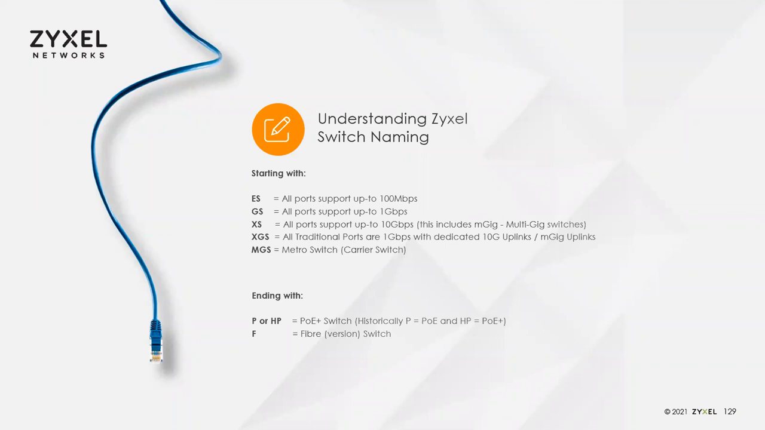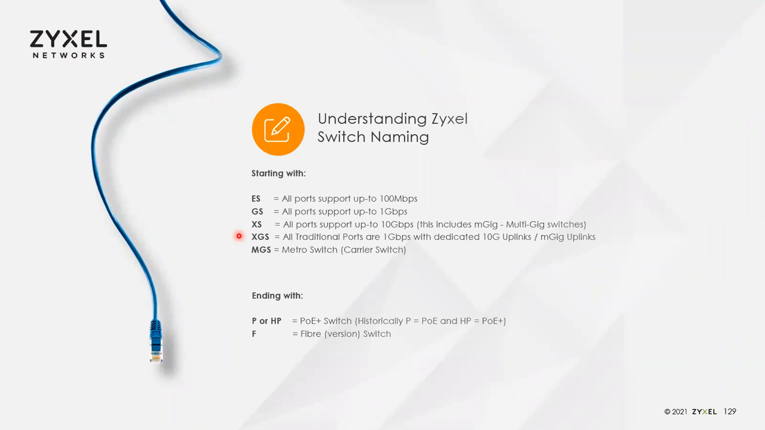If the switch starts with ES, and very few of them do here in North America, that tells you it's a 100 megabit switch. If it starts with GS, such as a GS220-28, that's telling you that all of the ports support 1 gig connections. If it starts with XS, all of the ports are multi-gig ports, maybe up to 10 gigs, maybe up to 5 gigs, depending on the model, but every port is going to be faster than 1 gig.